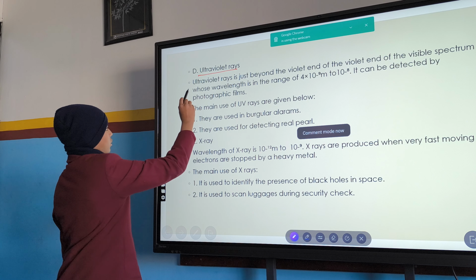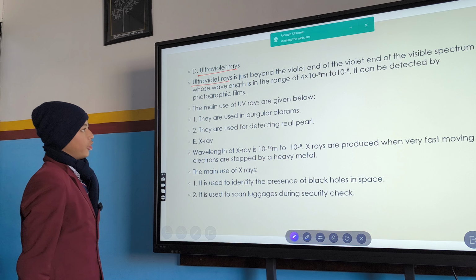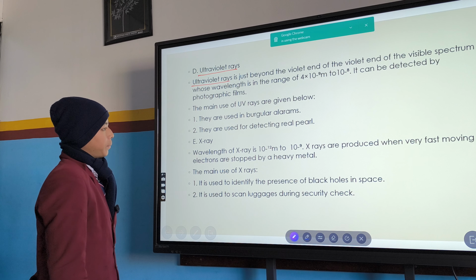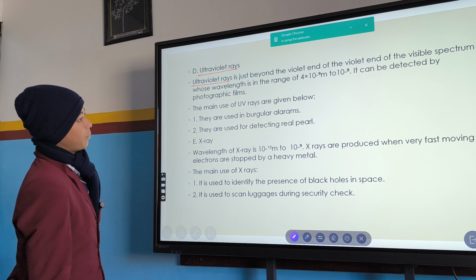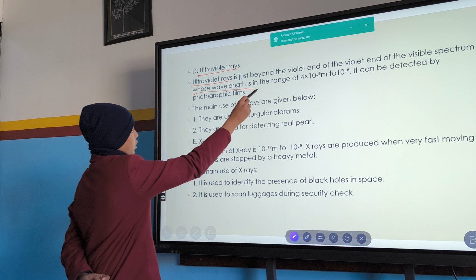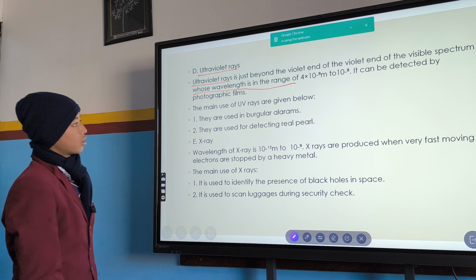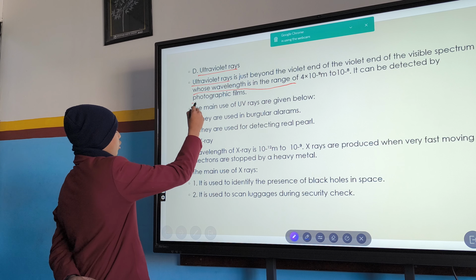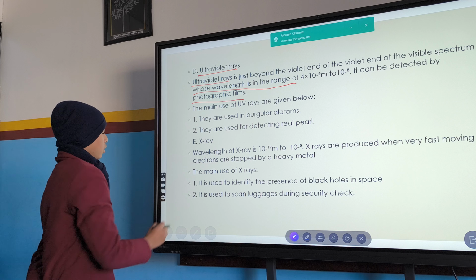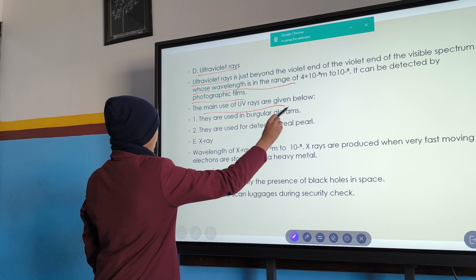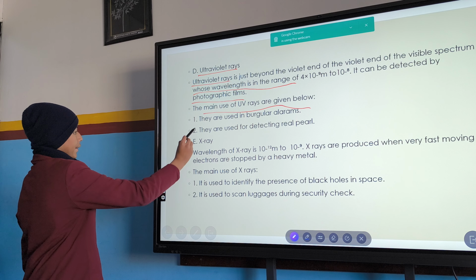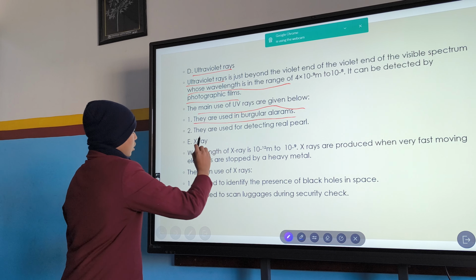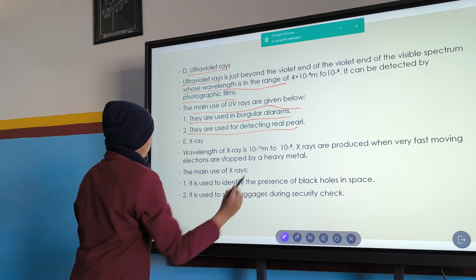Ultraviolet rays. Ultraviolet rays lie just beyond the violet end of the visible spectrum, and their wavelength is in the range of 4 into 10 to the power minus 7 meter to 10 to the power minus 9 meter. They can be detected by photographic films. The main uses of UV rays are given below. They are used in burglar alarms. They are used for detecting forged notes.